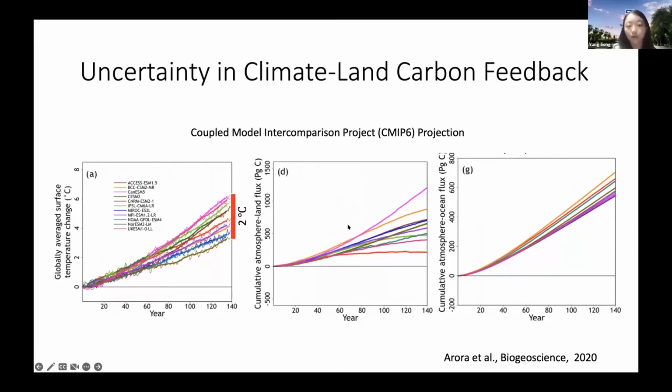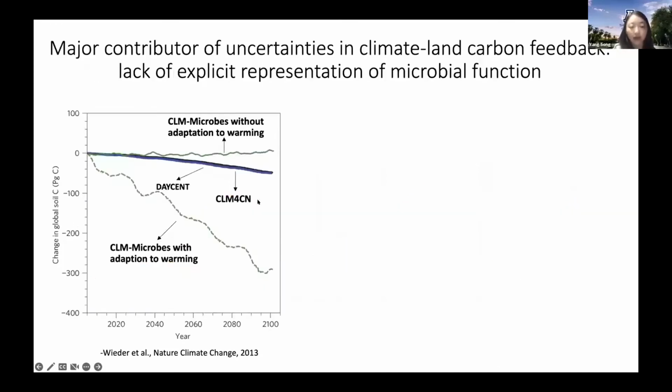Then when we try to see where this uncertainty comes from, compared with the interaction between the atmosphere and the ocean, we see most of this uncertainty is actually coming from the land and atmosphere. In the figure in the middle, you see this very large uncertainty coming from the flux estimation. Then we further check where this uncertainty about the carbon flux comes from. One big uncertainty actually comes from the climate and soil carbon feedback.